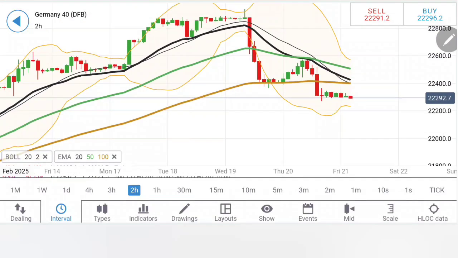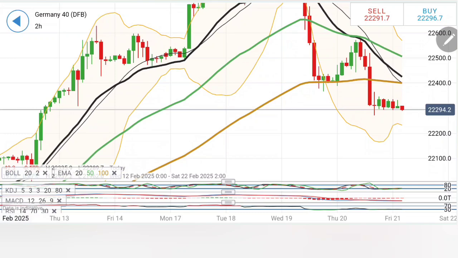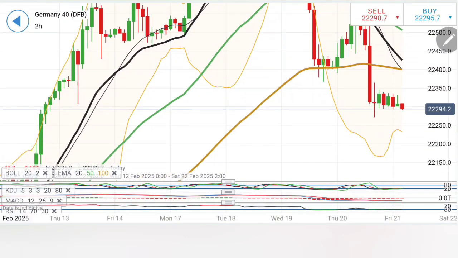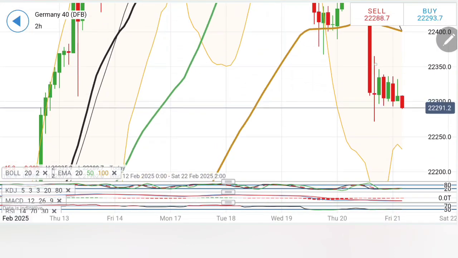On the 2-hour charts, notice the formation here, drop, retracement, striking the 20-50 period moving average, again a reversal. Moving averages here are trading with divergence and staying bearish. Now look at the formation, it is coming out of this consolidation zone.